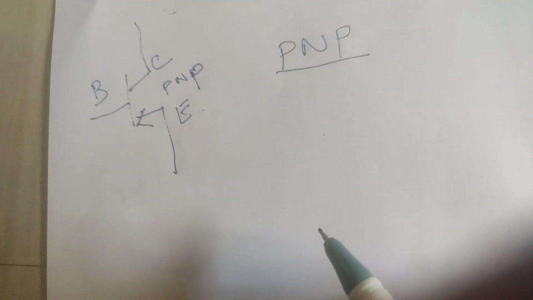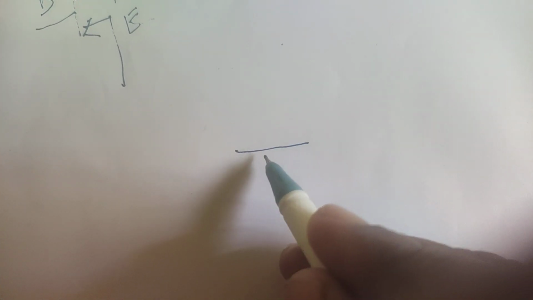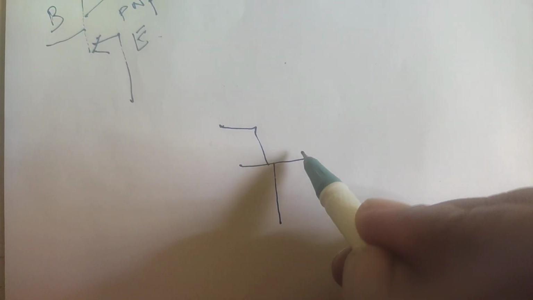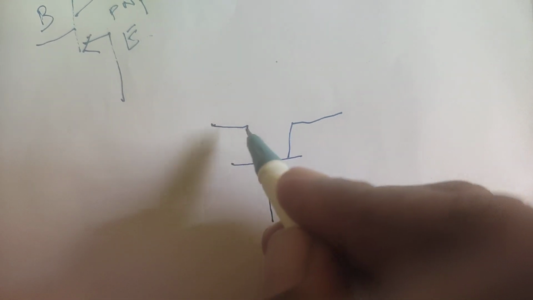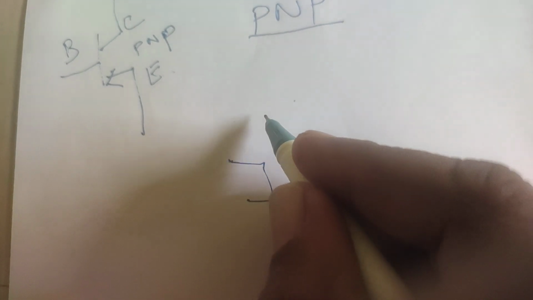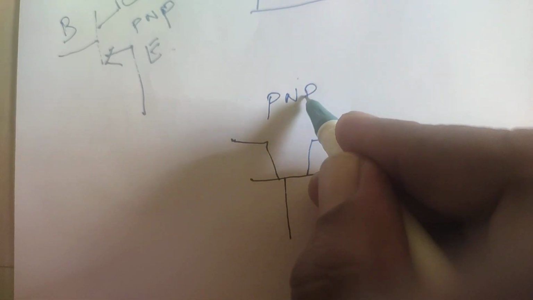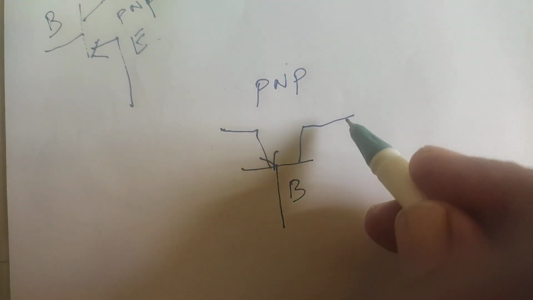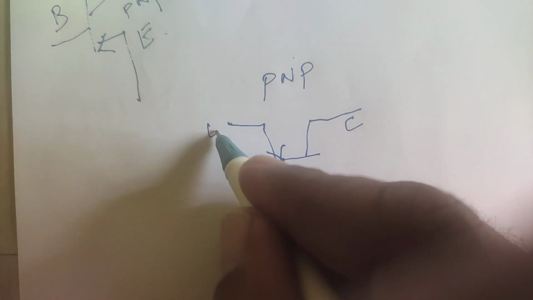Now we have to make this PNP transistor a common base configuration. Common base amplifier configuration. So in order to make the base terminal common, I want to rotate the symbol in this manner. I just rotate the symbol in this direction. Now the arrow, P in P. In means the arrow is inside. P in P. This is the base terminal, this is the collector, this is the emitter.